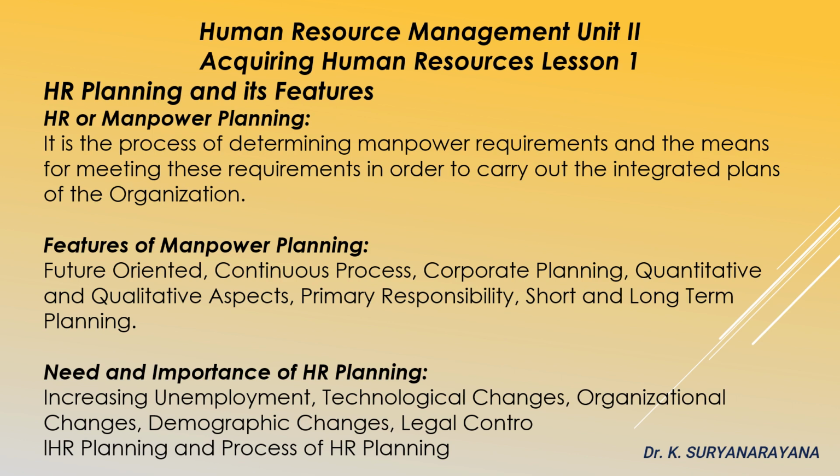Let us discuss the process of human resource planning. Human resource or manpower planning process involves steps. We have 6 steps. Organizational analysis, analyzing the objectives of manpower planning, forecasting the demand for manpower, forecasting the supply of manpower, matching the demand and supply, reviewing and monitoring.